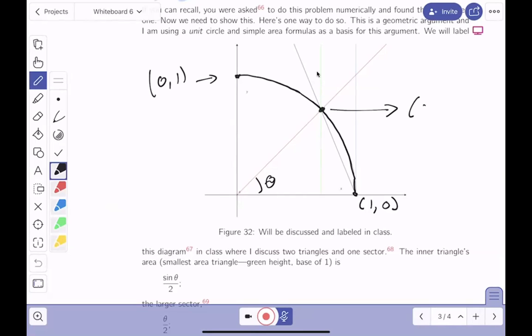Well, the point there is going to be, let's see, sine. Oh, no, it's not sine, it's cosine, right? It's going to be r cosine theta. Well, r is 1. It's a unit circle. So it's going to be cosine theta, comma, sine theta. All right, we got this point over here.